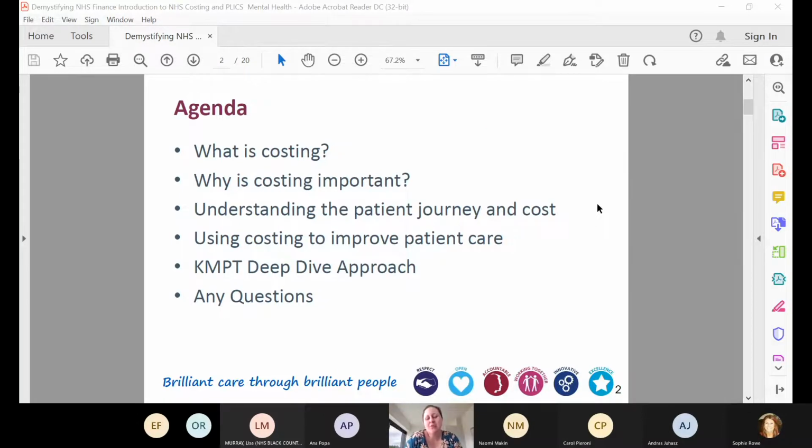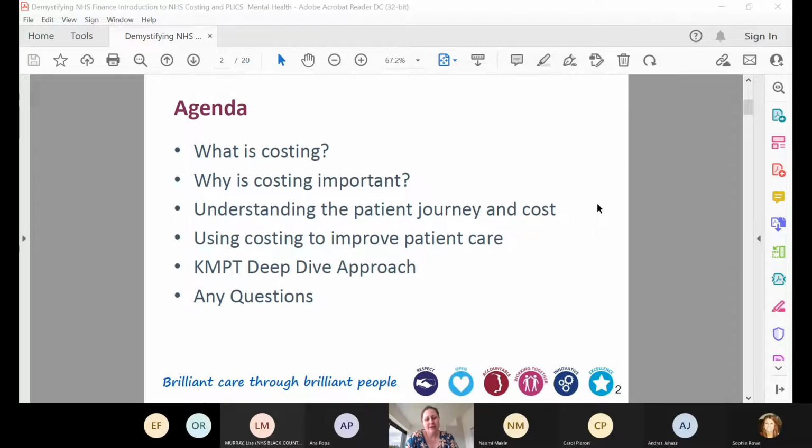Starting off with what is costing, giving you a bit of an overview. What do we mean when we talk about costing? Why is it important, and how does it support us in the NHS? Understanding the patient journey and how do we cost that journey? And then most importantly, how do we use costing to improve patient care? So how do we take it beyond just being a paper-based exercise and actually add value to what we do?